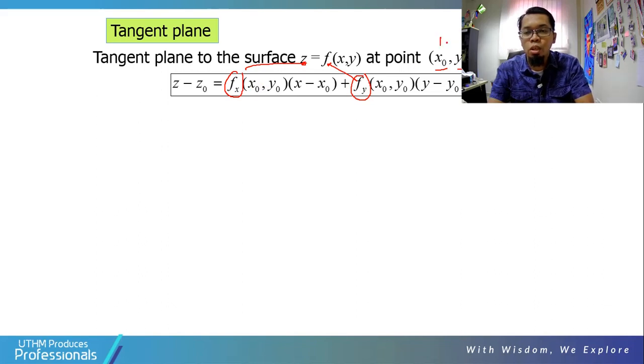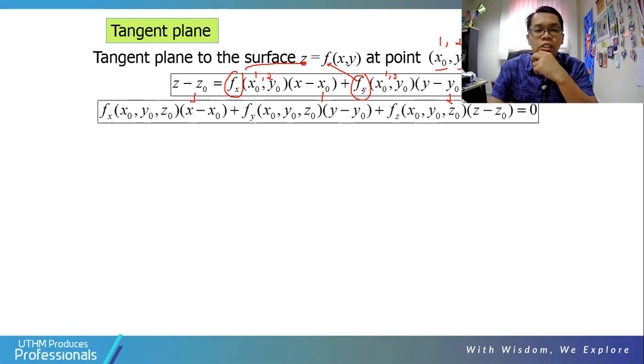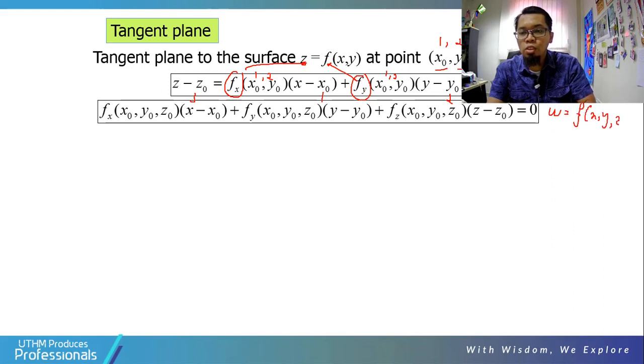Let's say the point is given as 1, 2, 3. So x naught is 1, y naught is 2, z naught is 3. You need to determine the partial derivative first, and then you substitute the value of x naught and y naught, so 1, 2. Find the partial derivative first. Okay, so this one is for z equals f(x, y). For a function w of x, y, z, you need to use a similar formula, same method.